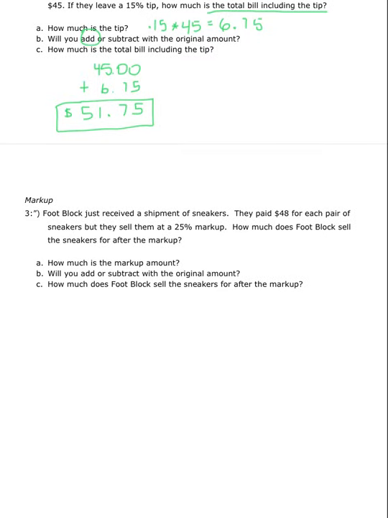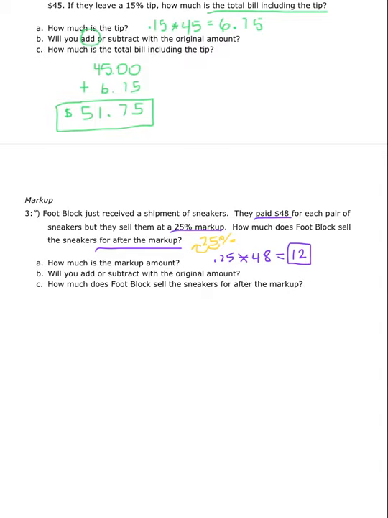Well, if we take a look, this one, we want to know how much they sell after the markup of 25%, and they paid $48. So part A, how much is the markup amount? Well, I'm going to take my percent, which is 25%, change it to a decimal, moving my decimal 2 places to the left, and getting 0.25. So 0.25 times the original $48, and when we calculate that, we got $12. That was the markup amount.